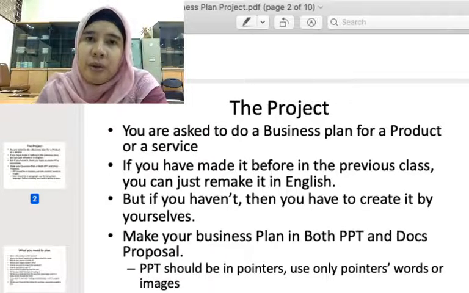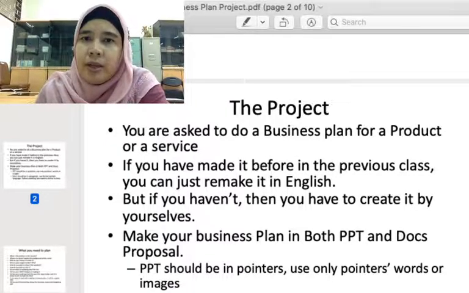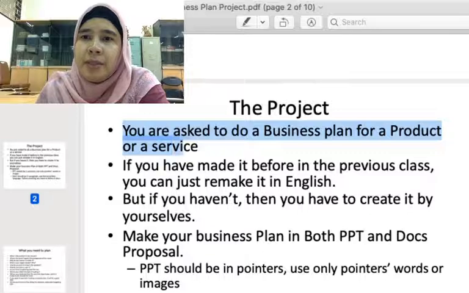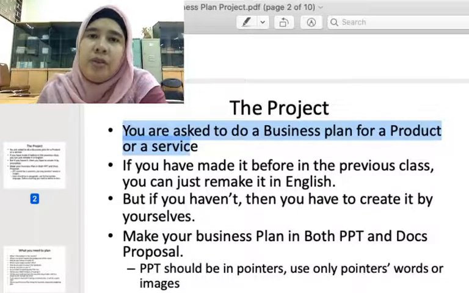You are asked to make a proposal for planning a business. Either a product business or a service business, it is up to you. And these are the steps, everyone. You are asked to do a business plan for a product or a service. You may choose one of them.